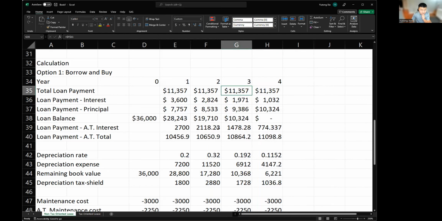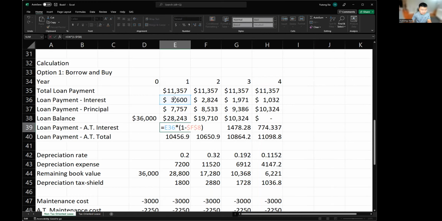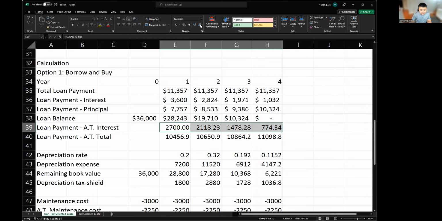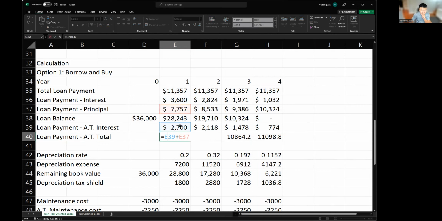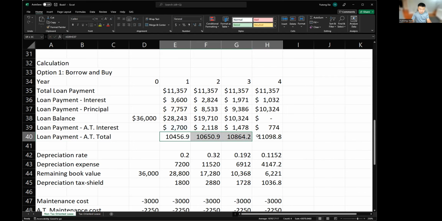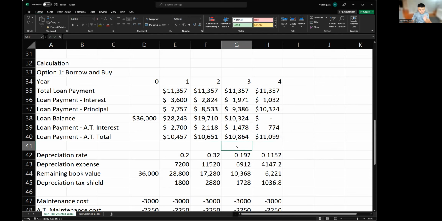Okay. So the loan payment after interest will be the interest times 1 minus the tax rate. So after-tax interest, same thing. I'll just give it a different formatting once again. And then the loan payment after tax total will be the principal plus the interest. Again, I'll give it another formatting. Okay, so this is the loan payment.